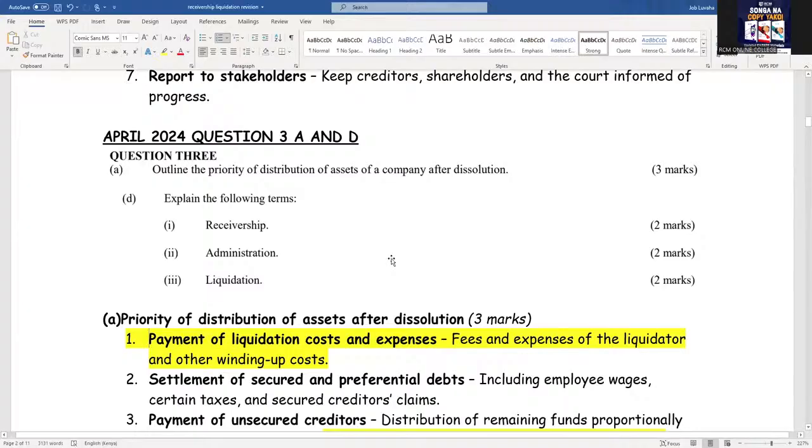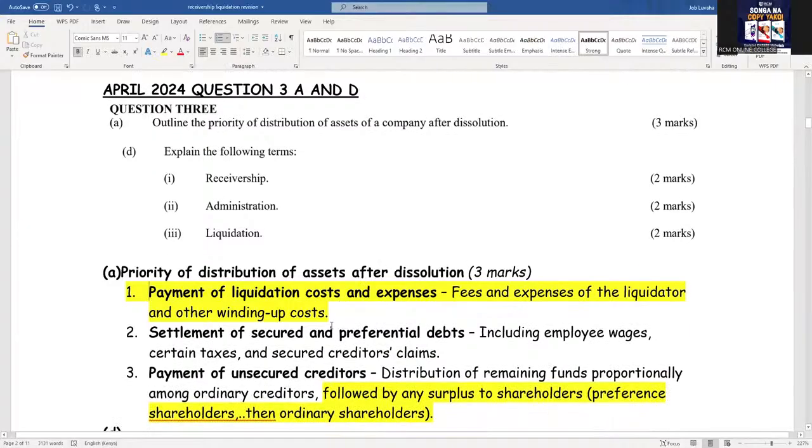Then number two, after that, they'll settle secured and what? Preferential debts. So including employee wages, the government taxes, and what? The secured creditors. So in this case, payment of priority expenses, like maybe taxes to the government. Then after that, those creditors who are secured.